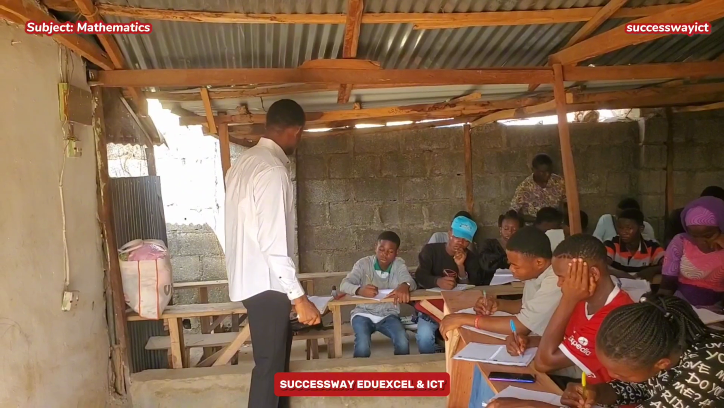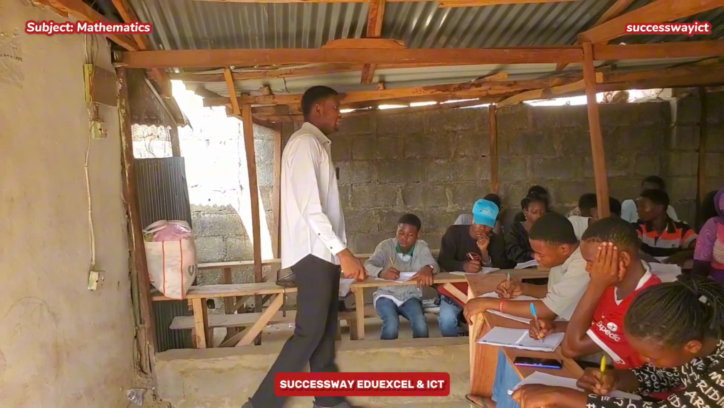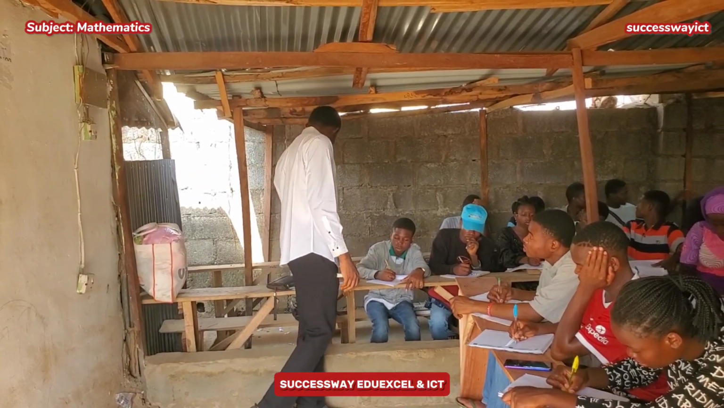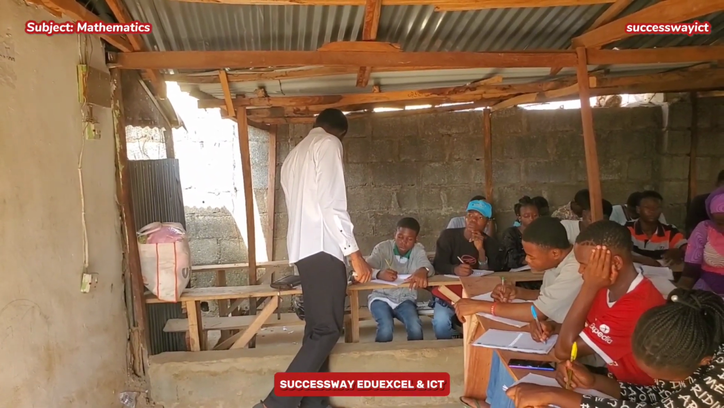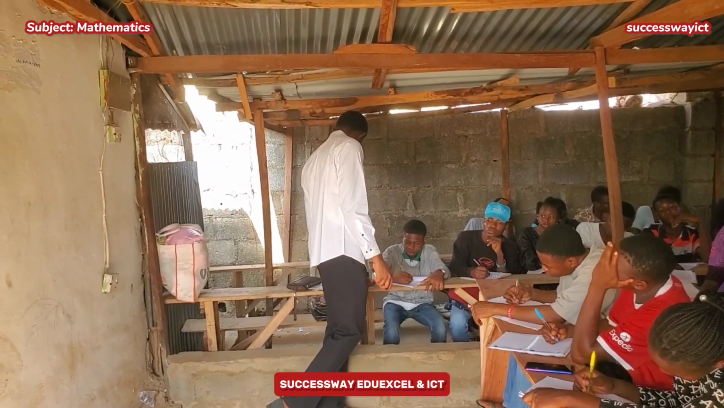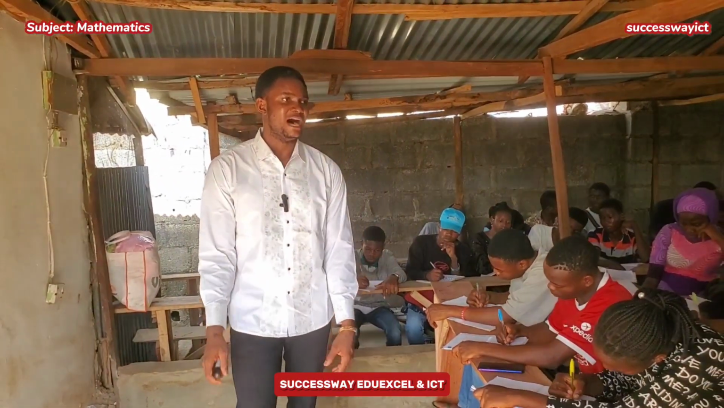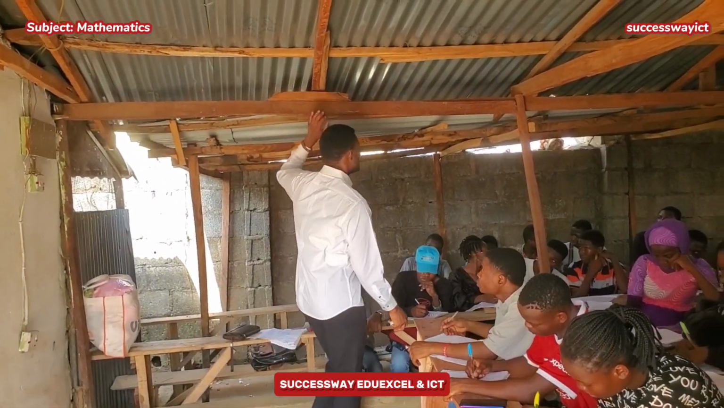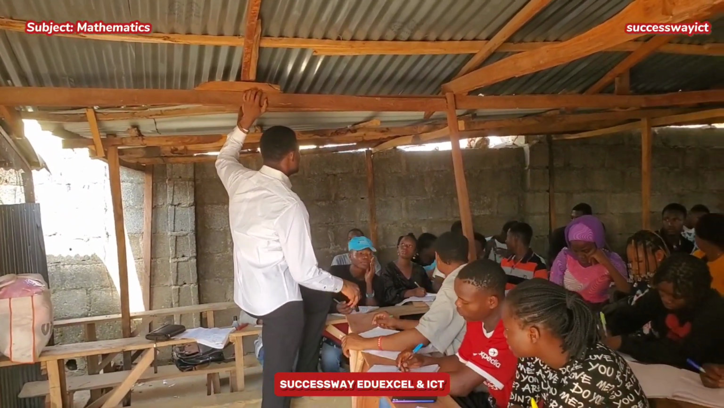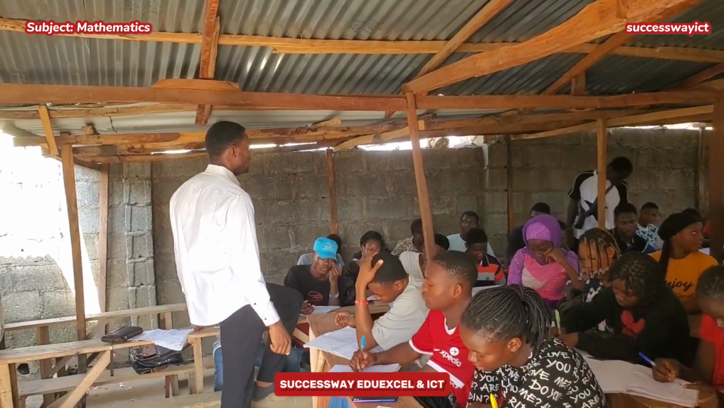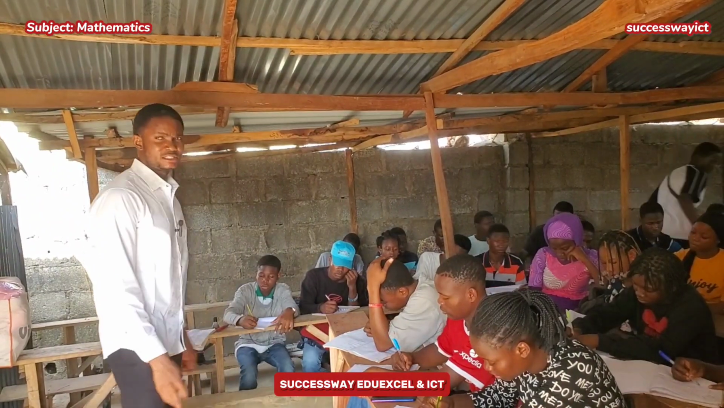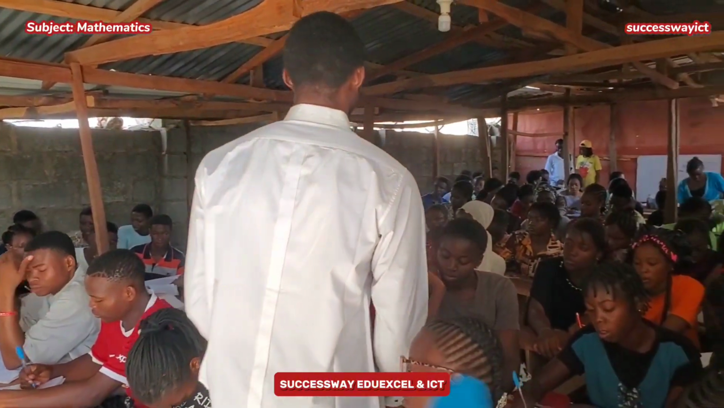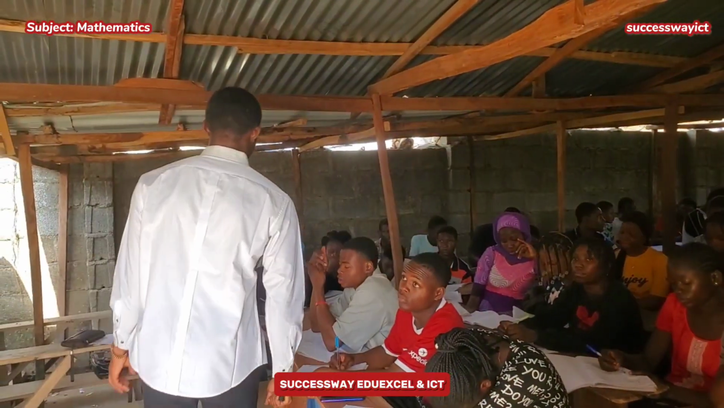The degree of the polynomial is given by the highest power of X in the expression.